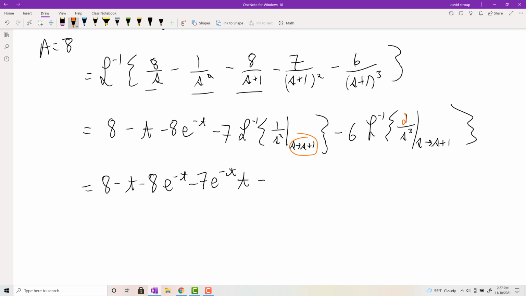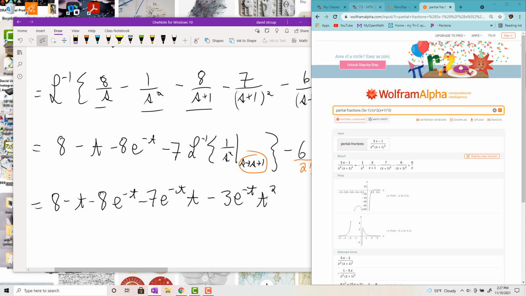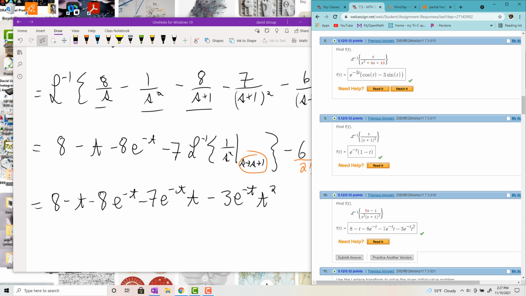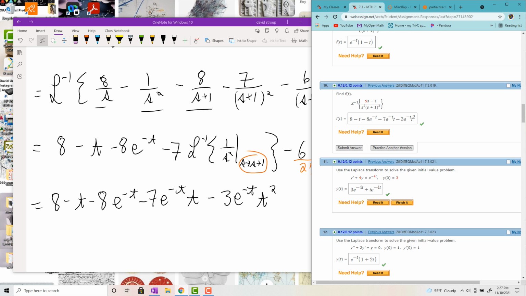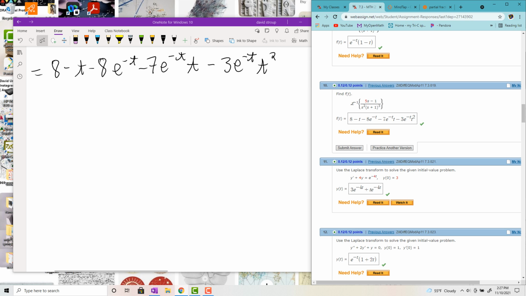And then minus, well, we need to kind of normalize this one. In the numerator, I need a 2 factorial. So you're going to have to divide the outside part by 2 factorial, which is just 2. So that would be minus 3. And then you need an e to the negative t. And of course, t squared is inverse Laplace transform of 2 factorial all over s cubed. So let's make sure we got the correct answer. Minus t minus 8e to the negative t minus 7e to the negative t minus 3e to the negative t squared. Okay, great. Now we're going to start solving differential equations with the Laplace transform.